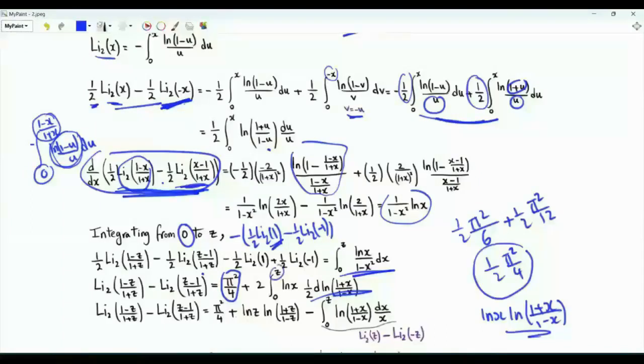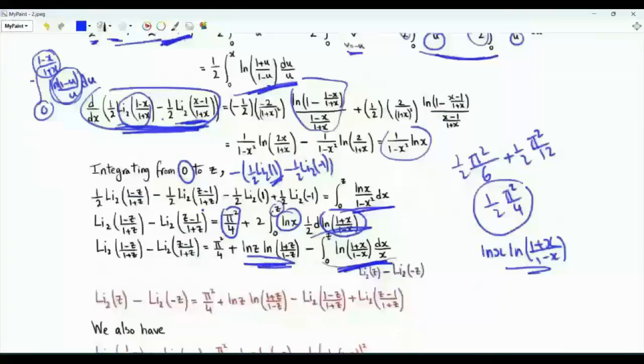When we use the upper limit of integration, we have this term here. Then we have minus the integral x from 0 to z of this logarithm times the derivative of this term, which is 1 over x. Compare this integral with this one here. This integral is the dilogarithm of z minus the dilogarithm of minus z. We have this identity for the dilogarithm. The dilogarithm of z minus the dilogarithm of minus z is pi squared over 4 plus the product of these two logarithms, and then we move these guys to the other side like this.